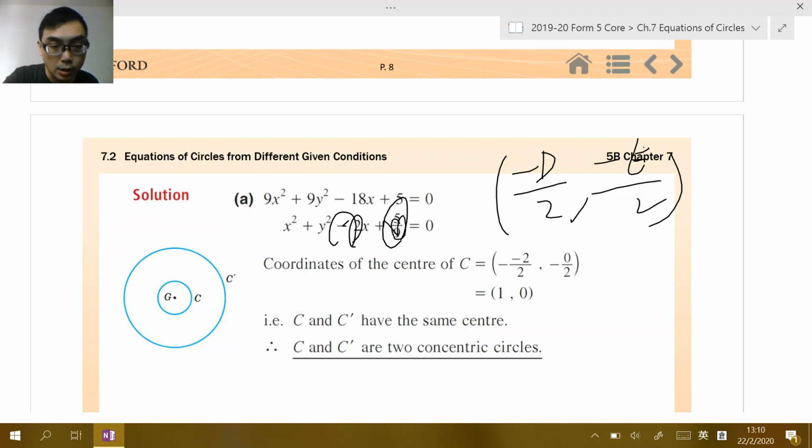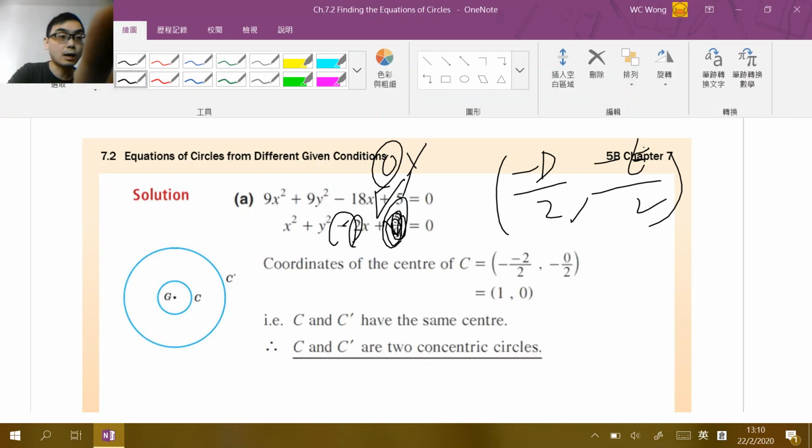So this one is not e, sorry. This one should be the coefficient of y, which is 0, so this 0 should be the center here. So you have 1, 0 here. The center of C is also 1, 0. That means they have the same center. So very easy, you know that they are concentric circles.